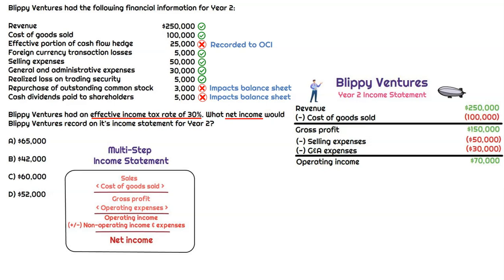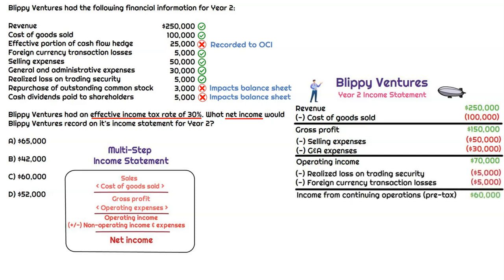So subtract that from gross profit of $150,000, and that gets us down to operating income of $70,000. So now that we have operating income, we can move into items that were considered to be non-operating. So the first item there is going to be realized loss on trading security. That's negative 5,000. And then we had foreign currency transaction losses. That was also a negative 5,000. So that gets us down to income from continuing operations on a pre-tax basis of $60,000.